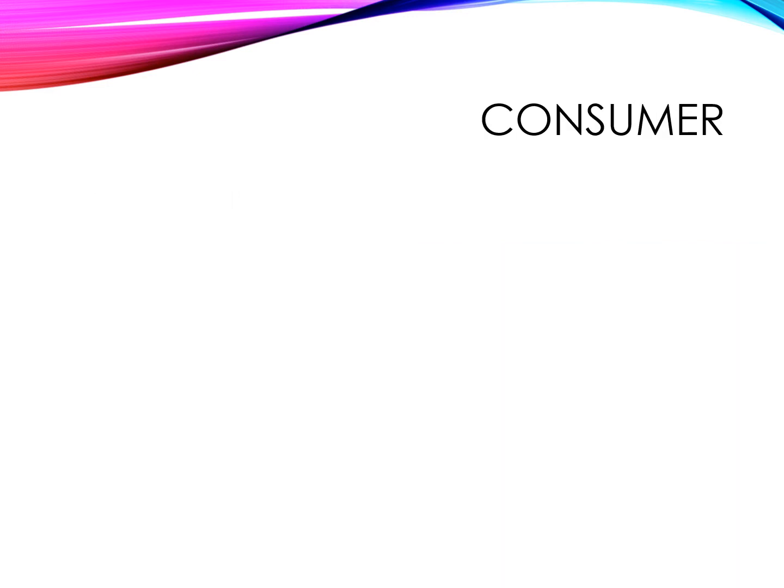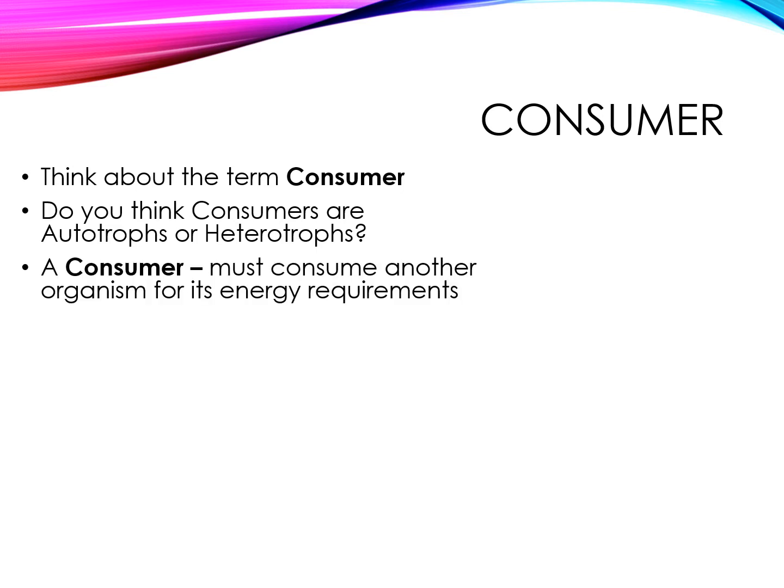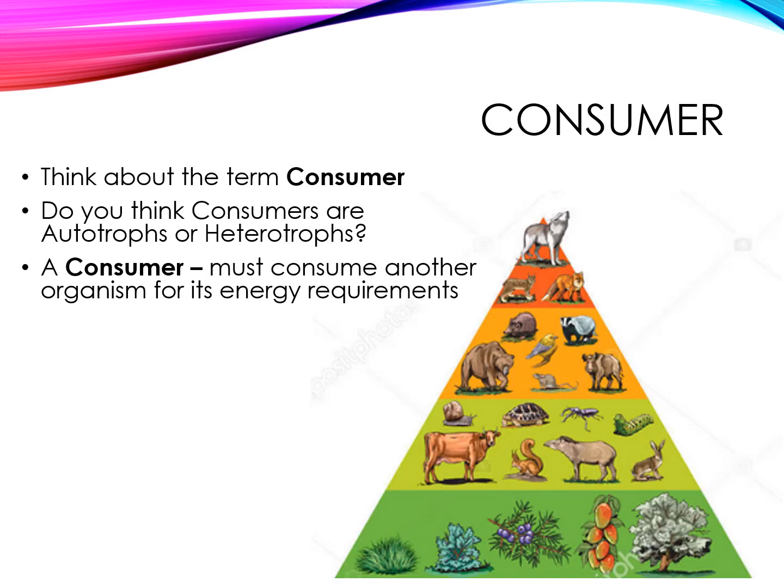So now we're moving on to consumers. Again, think of what the term consumer means. Now think about, are consumers autotrophs or heterotrophs? Hopefully you're thinking, well, they're heterotrophs. They're consuming other organisms for their own energy requirements. On the bottom right is an image that shows an energy pyramid. The producers are on the bottom, then herbivores are above that, and above the herbivores are omnivores and carnivores, so things that eat plants and animals or just animals, and then above that are apex predators, just carnivores. They eat all the animals below them.